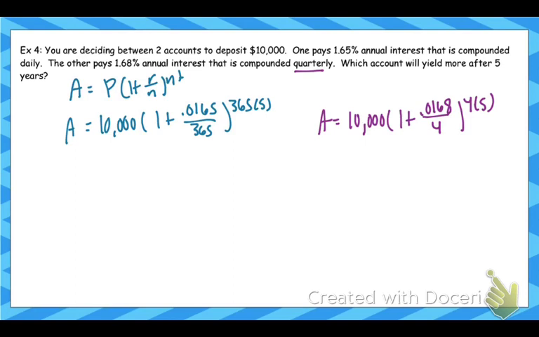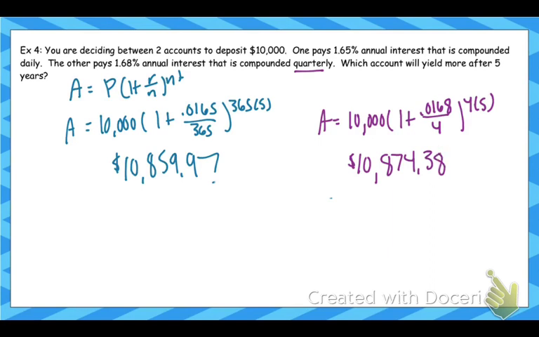And then I'm just going to evaluate these with a calculator, plug them in, see what I get, and see the difference between them. So if I plug in that first equation, I'm going to end up with $10,859.97. And if I plug in those numbers from that second equation, that's going to give me $10,874.38. So even though the second account was compounded less frequently, that higher interest rate made a bigger difference.